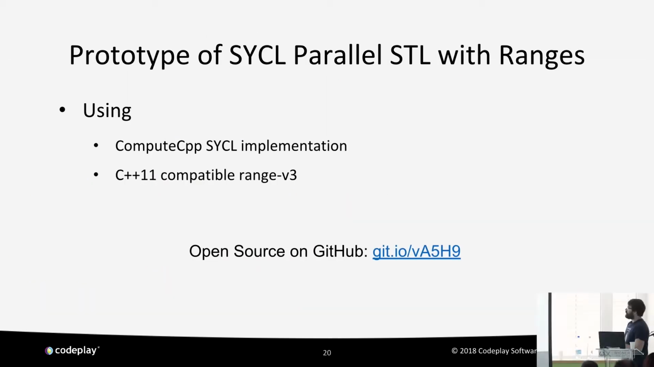Great. So the SYCL parallel STL is an implementation of the parallel STL using SYCL, and we're using Compute CPP as the backend for the SYCL parallel STL. We're also using the C++11 compatible Range v3 library, which is the sort of workshop for all of the range stuff that's going to be ending up in C++. So these are both open source, as is this parallel ranges prototype that we have. They're all on GitHub, and this link will take you to the parallel ranges implementation.